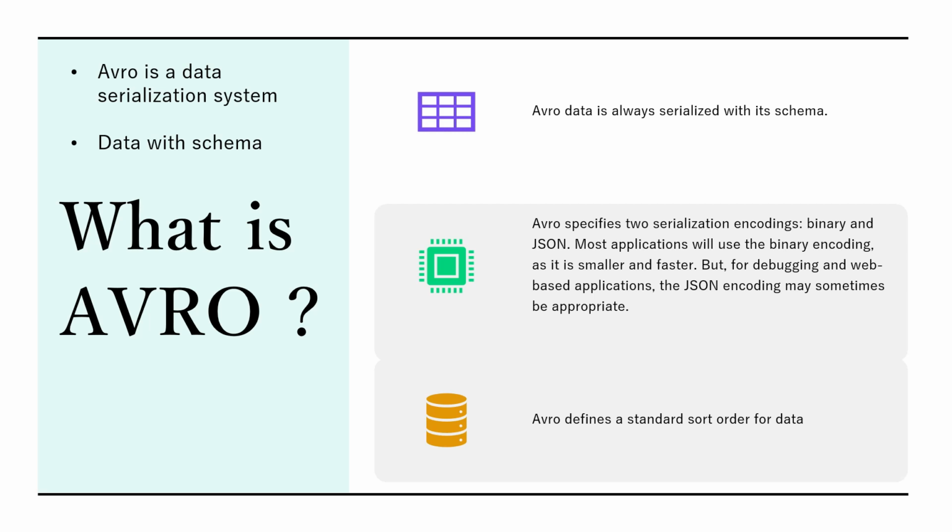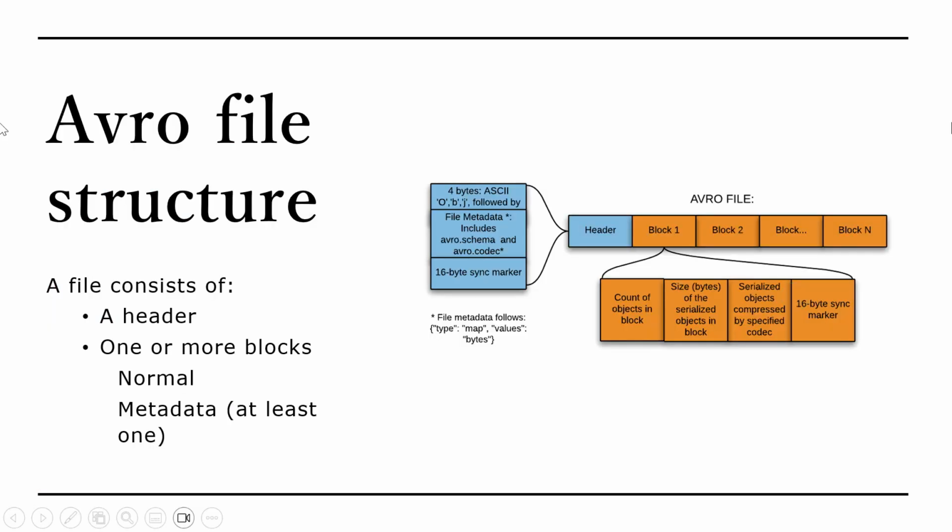And typically you would see that Avro defines a standard sort order for the data, so it is more efficient. But all in all, one of the basic advantages of Avro is it is bundled along with the schema. So it is basically data with a schema, right? And this is how Avro would look like. How will the file look like? Again, you will have a header.